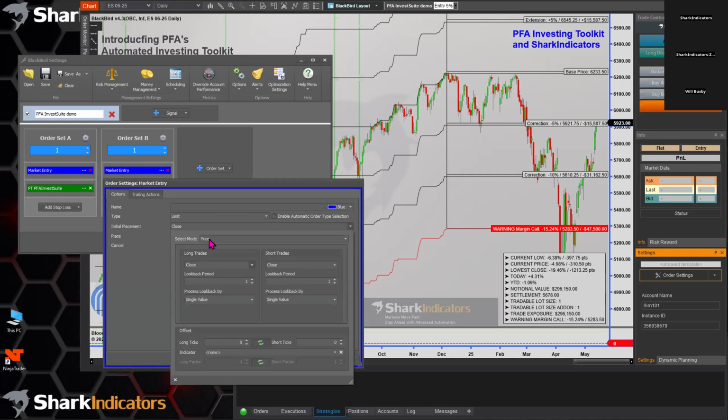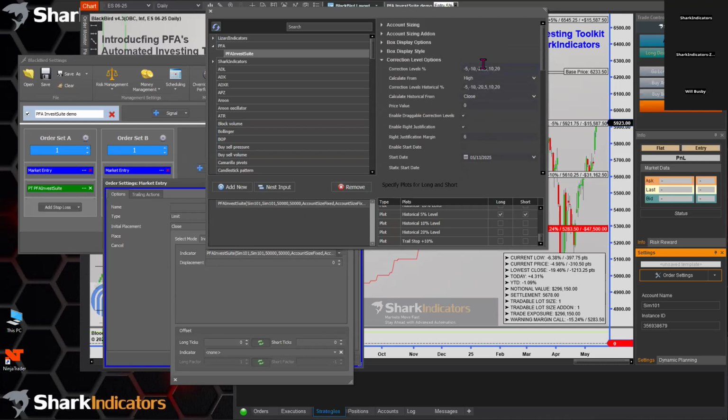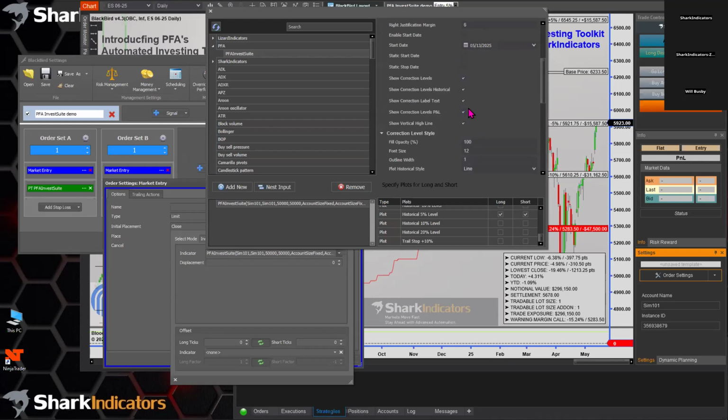So let's open this up. And again, we're going to switch this over to the indicator, right? So we can place this limit order at the Invest Suite's 10% pullback level there. All right, so there's our indicator already preloaded there for us by Blackbird to save us a little bit of time. And again, it's always good to double check our settings just to verify. And the show correction levels there is already enabled.